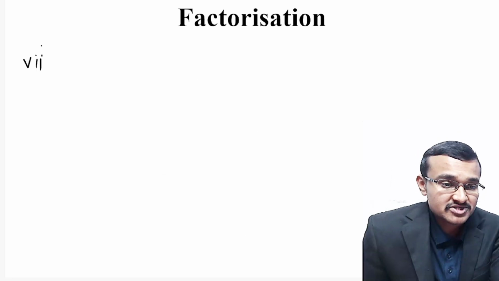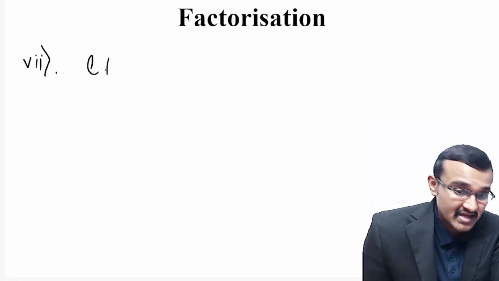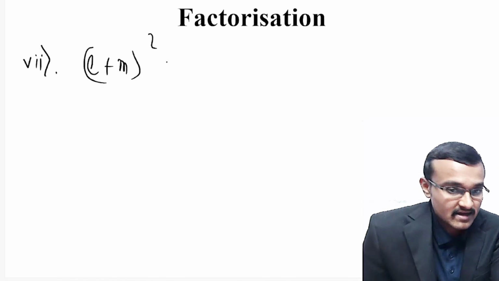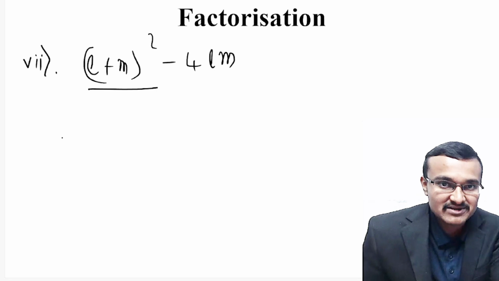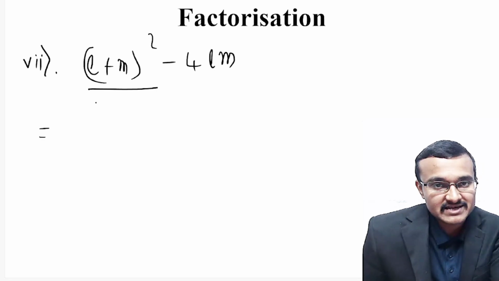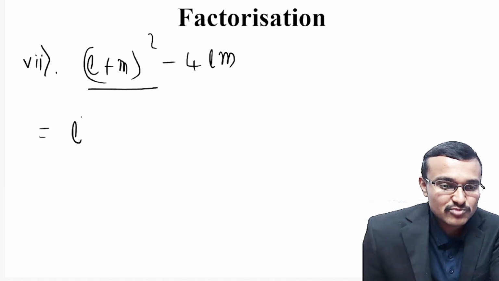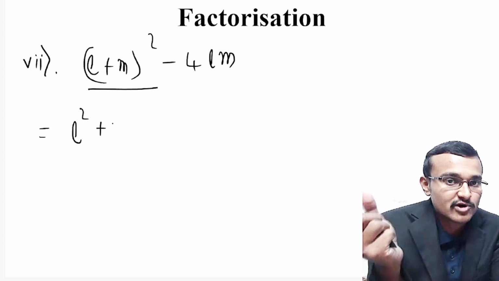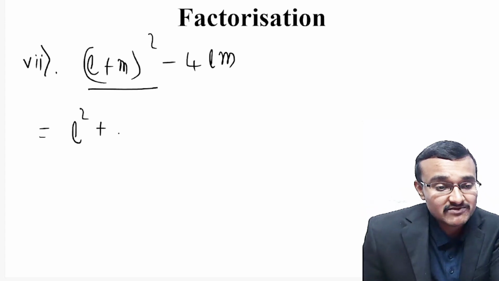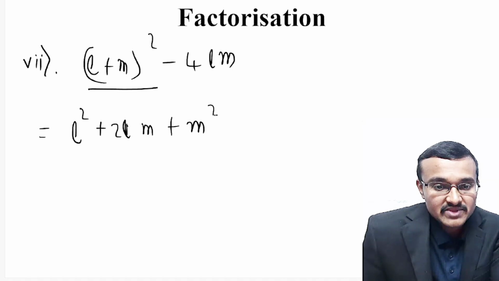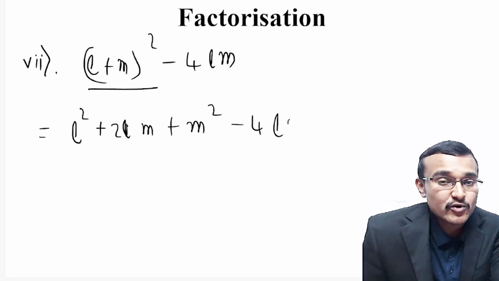Coming to the seventh question in this first question, they have given L plus m whole square minus 4lm. Let's expand this L plus m whole square, then we will calculate what algebraic expression we will be getting. So L plus m whole square can be written as L square plus 2ab. The a plus b whole square formula is a square plus 2ab plus b square. So L plus m whole square will be L square plus 2lm plus m square. Now you have minus 4lm as well.